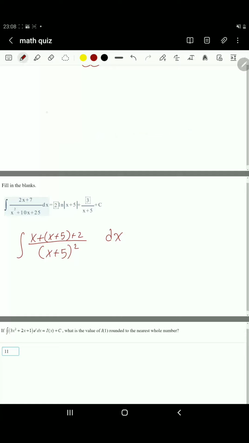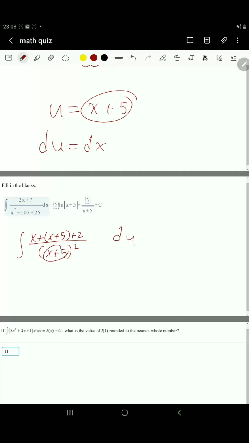We're going to do a substitution. u is equal to x plus 5. So du is going to be the derivative of this, which is 1 multiplied by dx. So du and dx are the same. And x plus 5 is just u. See what just happened? So that's just u squared. And here you have x plus 2 plus u.